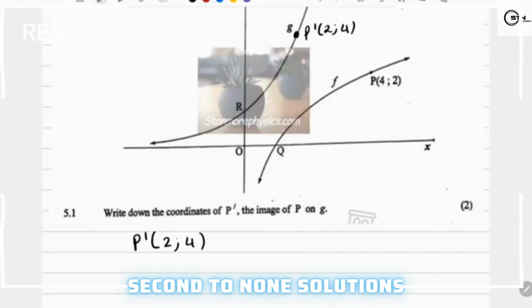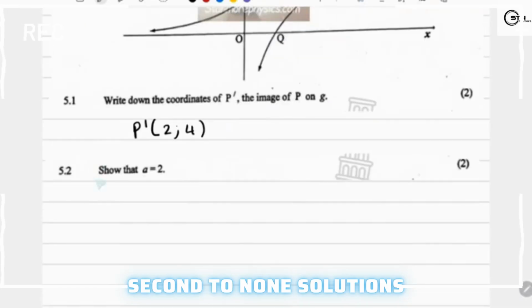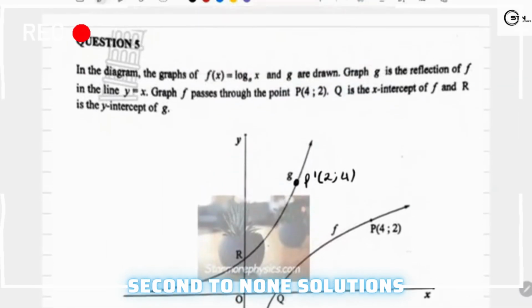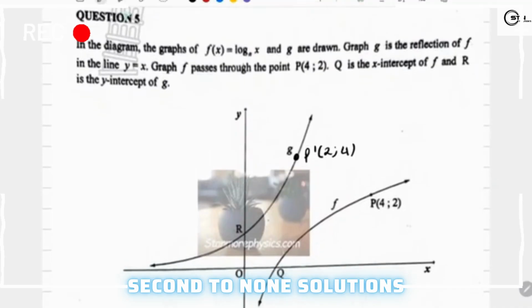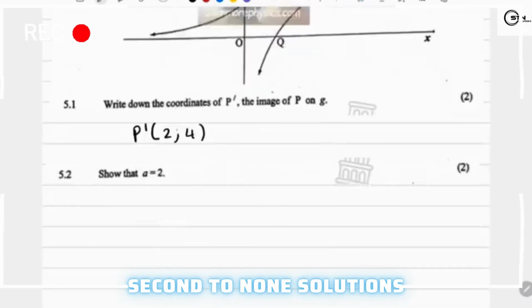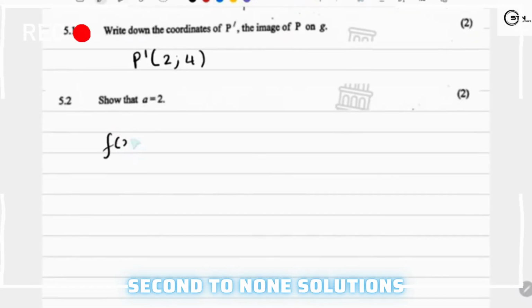Okay, moving on to the next question. Question 5.2 says, show that a is equal to 2. So let's look at that. Let's find a. So where did they mention a? They mention it in f of x. So f of x is equal to log, and we have x with a base of a. So let's go ahead and write that. So since we know f of x is log, we have a as a base.